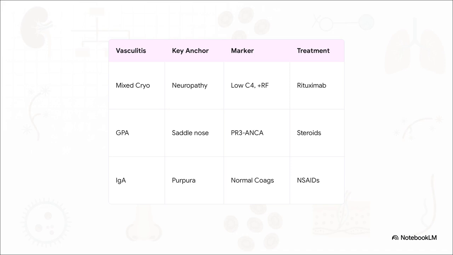Mixed cryo presents with neuropathy, low C4, and an HCV history. GPA features destructive airway disease and PR3 ANCA. IgA vasculitis brings abdominal pain with normal platelets and coags. Identify your clinical anchor, check the immunologic marker, and sequence your treatment accordingly to secure those points.